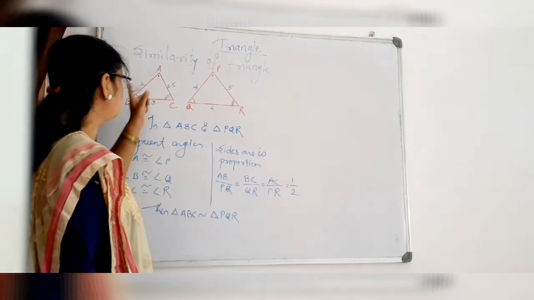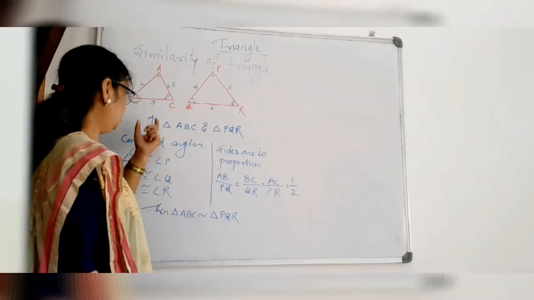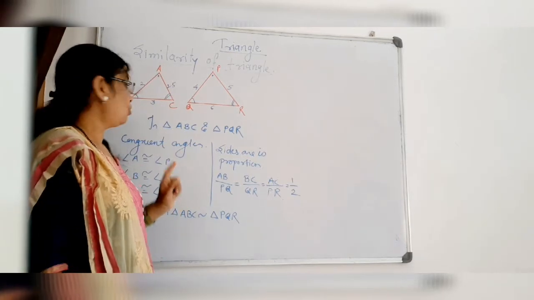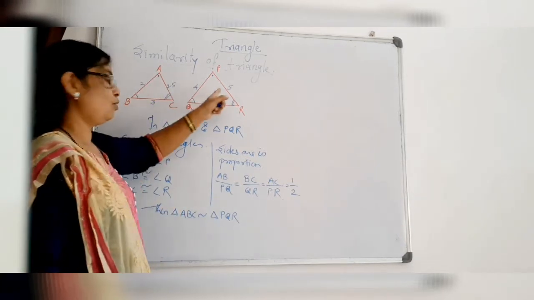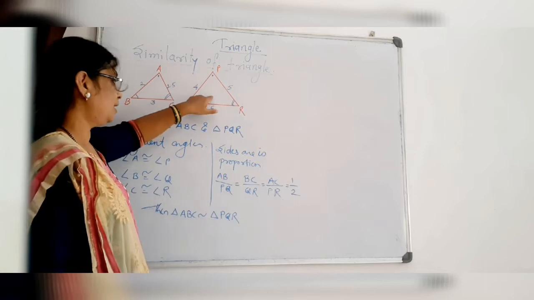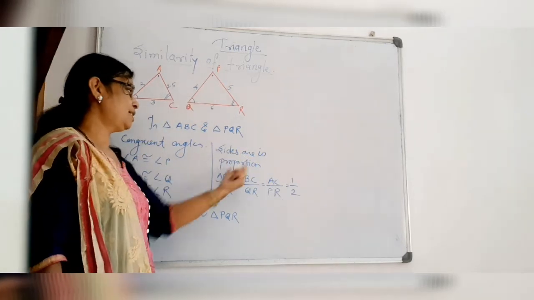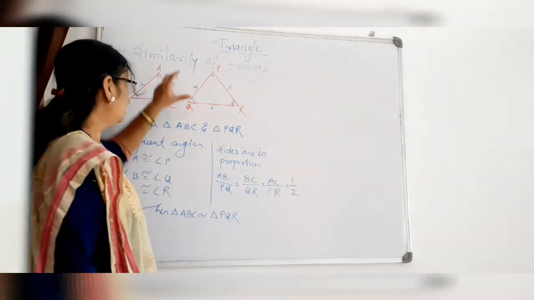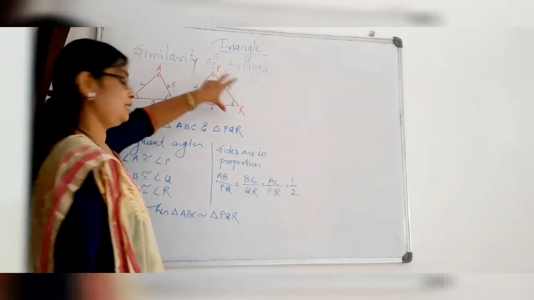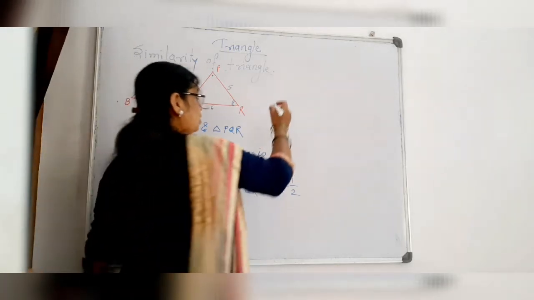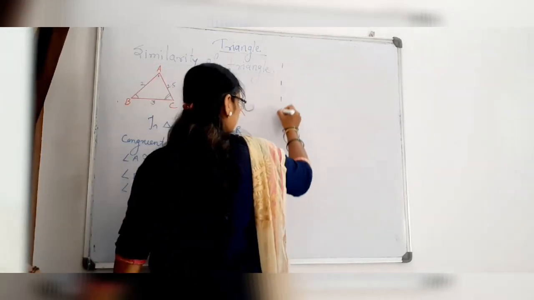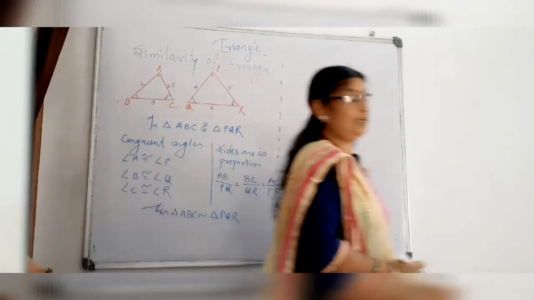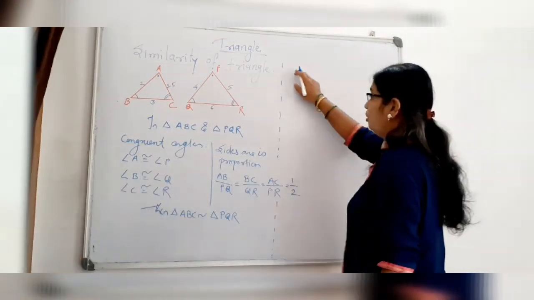So what is the definition of similar triangles? If ABC corresponds to PQR, then corresponding angles of one triangle are congruent with the corresponding angles of the second triangle. And if the corresponding sides are in proportion, then we say that the triangles are similar. And then we say that ABC is similar to triangle PQR. Now see here, if an example is given, you have to identify whether the triangles are similar or not.